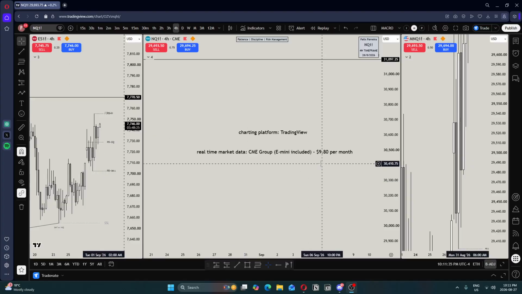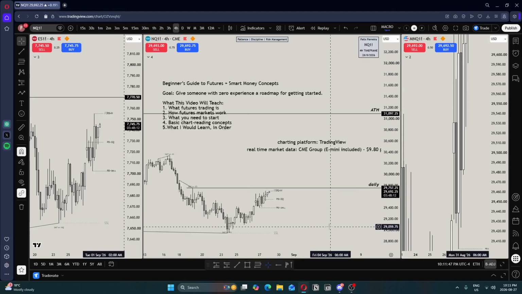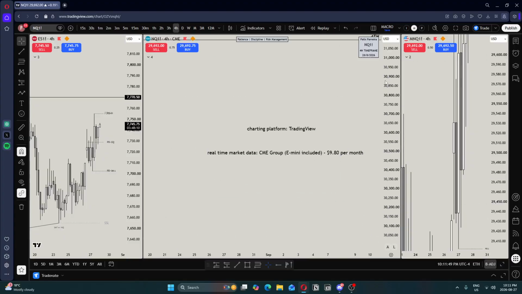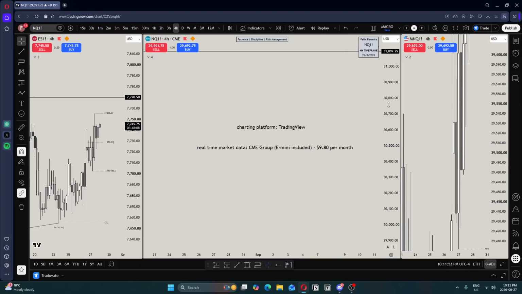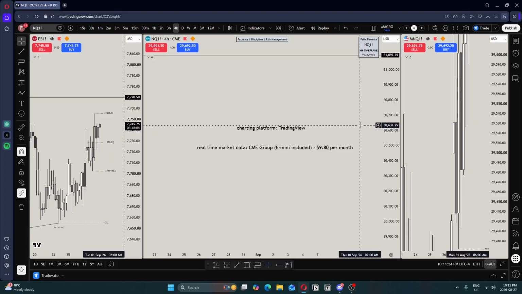So, for your charting platform, what are you going to use to view the chart and to overall watch the market? You're going to use TradingView. This is TradingView I'm on right now. Most people use this. This is the charting site that I use. The good thing about TradingView, first of all, you could get started for free, and it also has a built-in demo trading account for free.